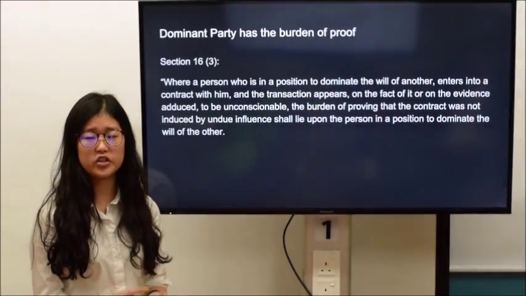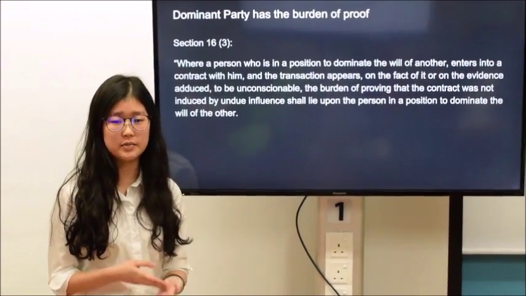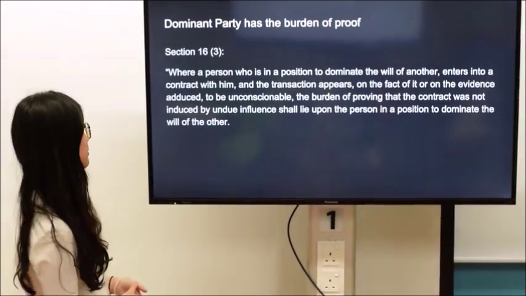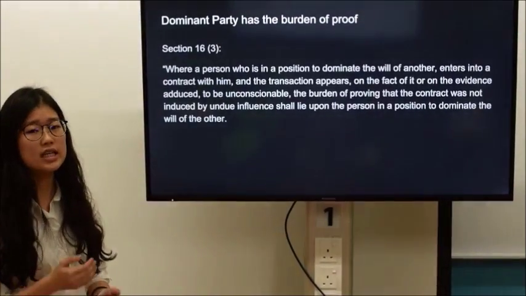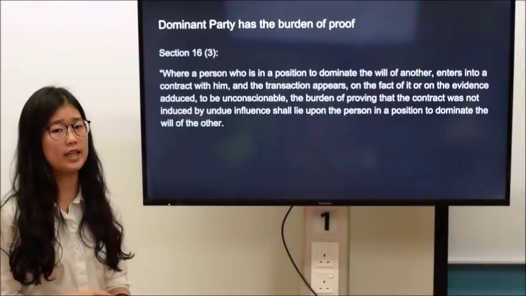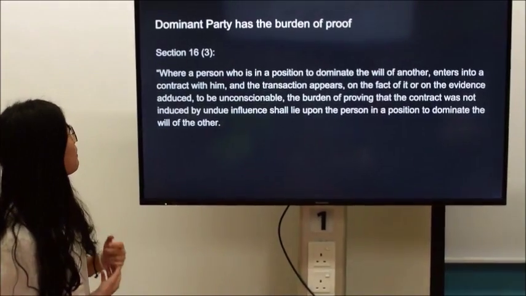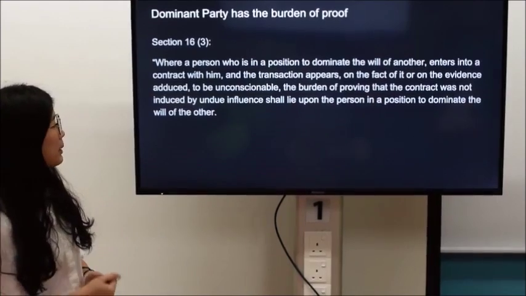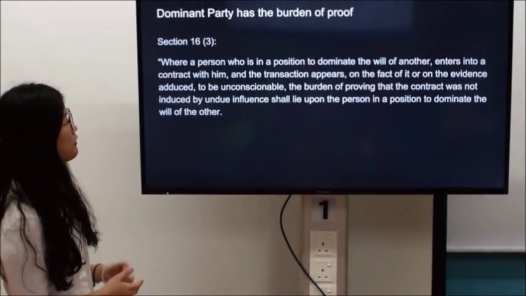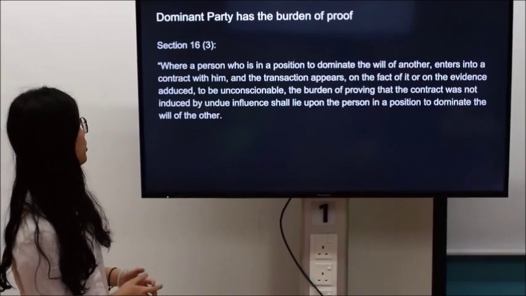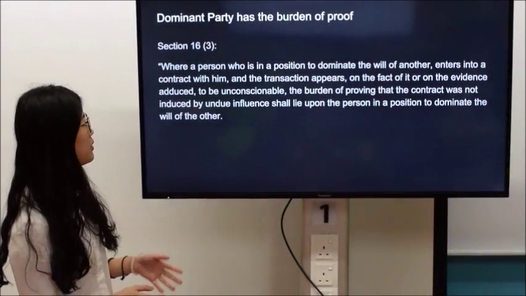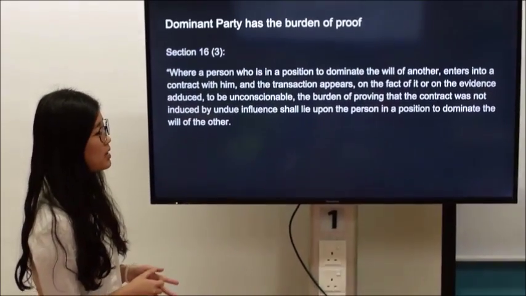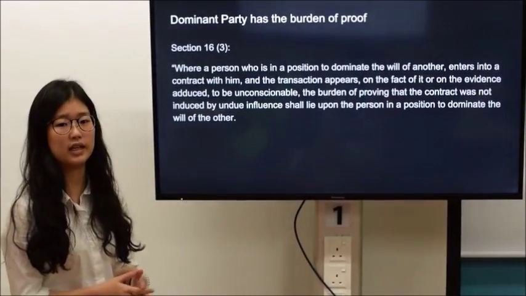Another distinction between English law and Malaysian law is that the dominant party has the burden of proof to show that no actual undue influence is exerted. It is stated in Section 16, Subsection 3 of the Contract Act 1950 that where a person who is in a position to dominate the will of another enters into a contract with him and the transaction appears on the face of it or on the evidence adduced to be unconscionable, the burden of proving that the contract was not induced by undue influence shall lie upon the person in a position to dominate the will of another.